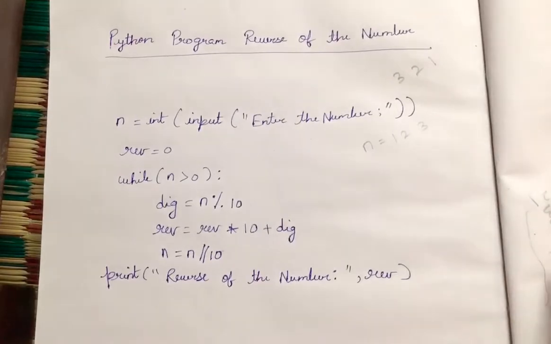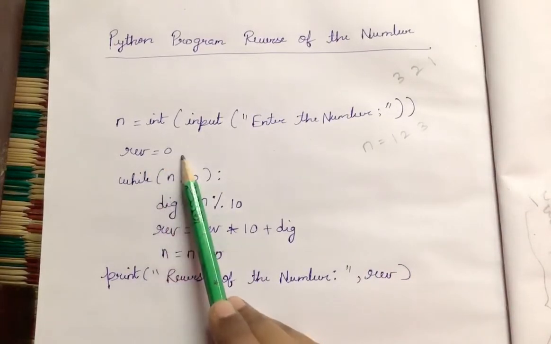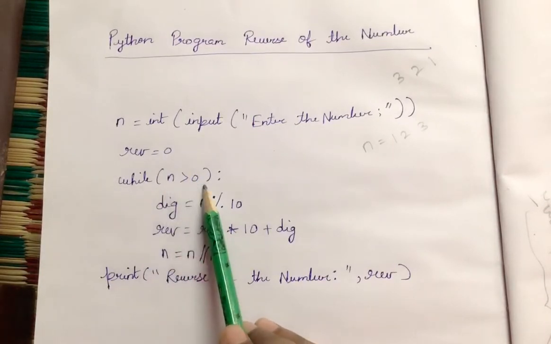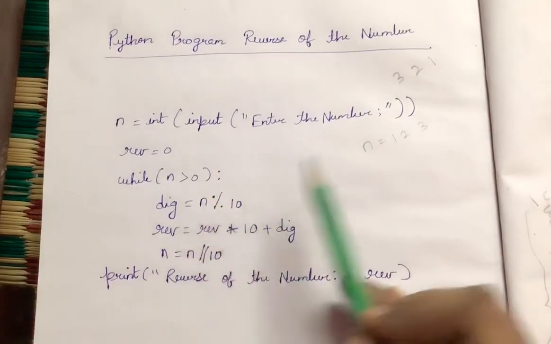So we are going to see the logic. I have declared reverse equal to 0, and here is a while condition: if the n value is greater than 0, this part will be executed and the number will be reversed. Now we can see the logic for this program.